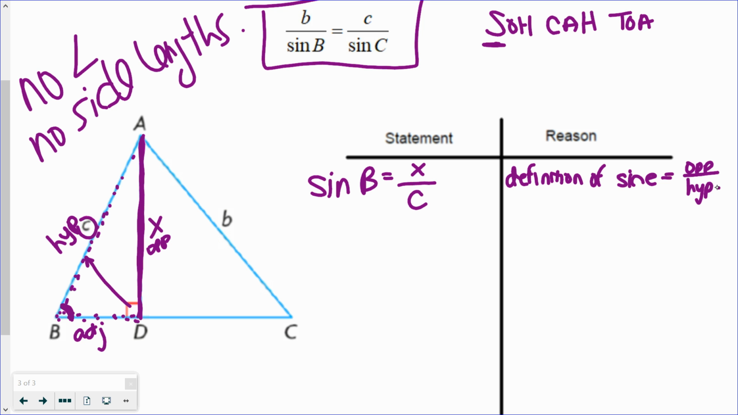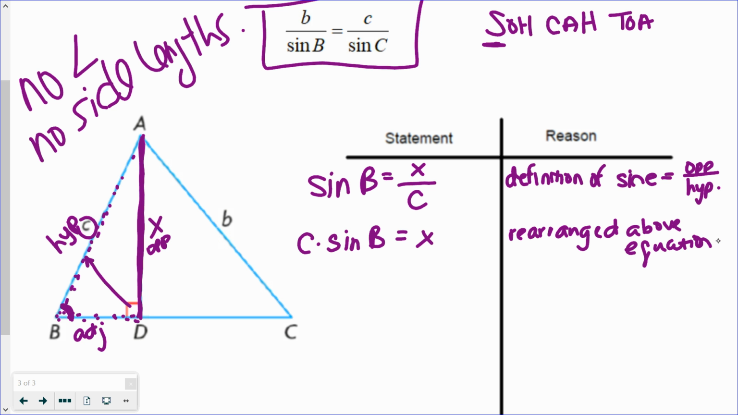And so now what I'm going to do is rearrange this formula to solve for x. If I just wanted to get x by itself, I know I need to multiply both sides by c, because right now I have x divided by c. So c times the sine of b is equal to x. Rearrange the above equation to solve for x. All right, nothing wild I've done now.